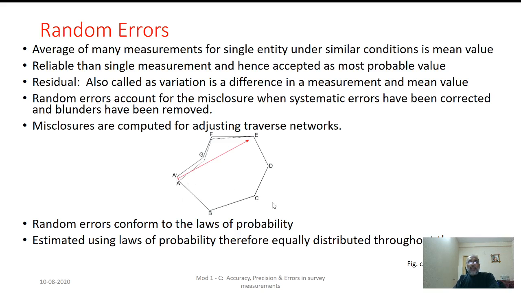So, the way I mentioned, these random errors conform to the laws of probability and hence we can estimate these by making use of the laws of probability. As we apply these laws of probability, and as these errors are occurring over the surveying process, they are equally distributed through the entire surveying process.